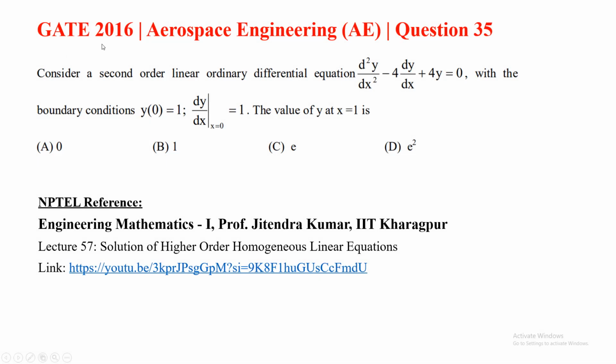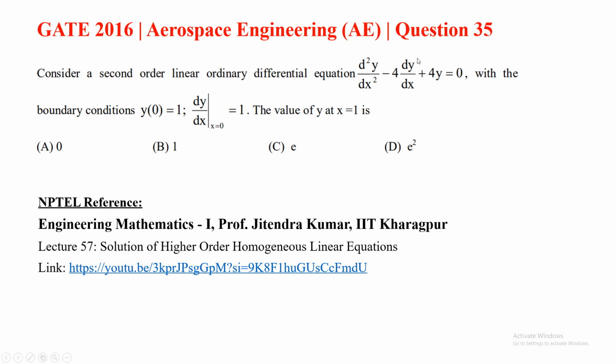Hello everyone, let's solve a problem from GATE 2016, question number 35 from the Aerospace Engineering paper. The question is: consider a second order linear ordinary differential equation d square y by dx square minus 4 dy by dx plus 4y is equal to 0, with the boundary conditions y of 0 is equal to 1, dy by dx at x is equal to 0 is equal to 1. So the value of y at x is equal to 1 is dash.